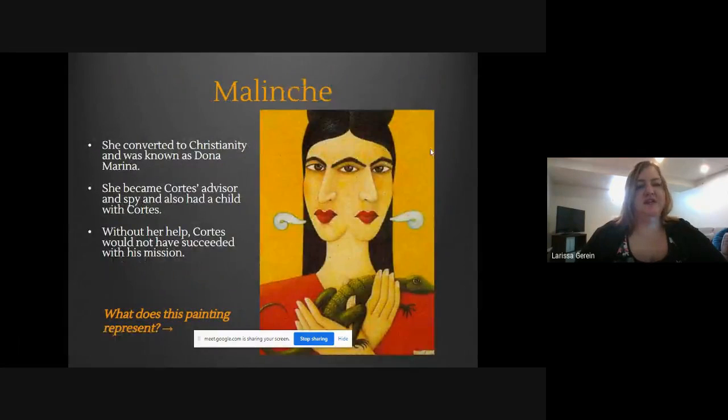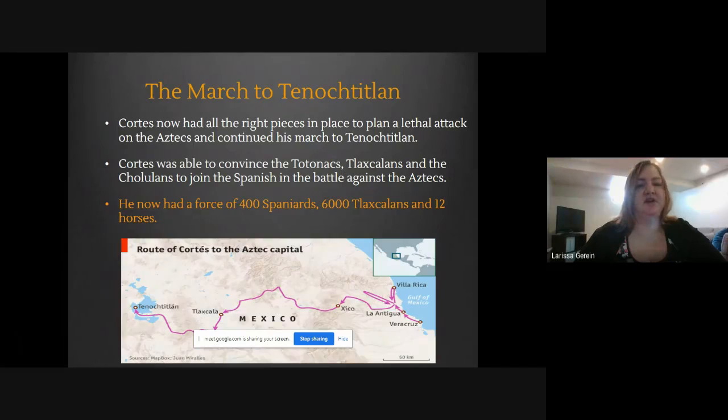So Malinke converted to Christianity and was known as Doña Marina. She became Cortez's advisor and spy and also had a child with Cortez. Without her help, Cortez would not have been able to succeed with his mission. So she was really, really important. So the march to Tenochtitlan, so basically his travel to Tenochtitlan.